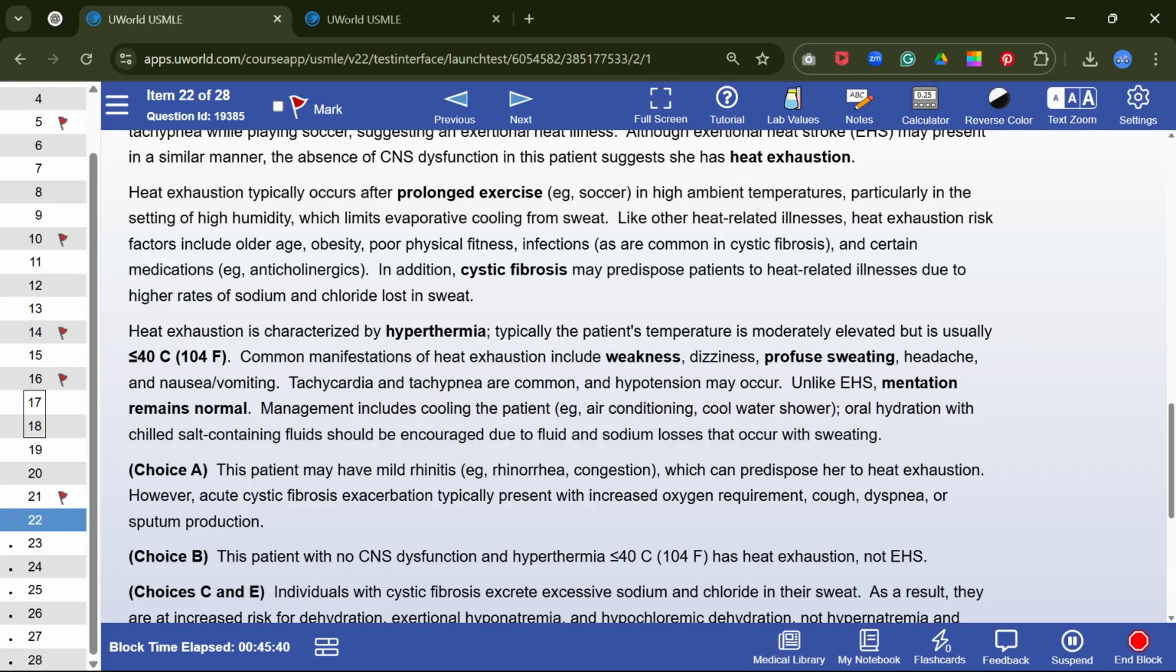Management includes cooling the patient, air conditioning, cold water shower. Oral hydration with chilled salt-containing fluid should be encouraged due to fluid and sodium losses that occur with sweating.